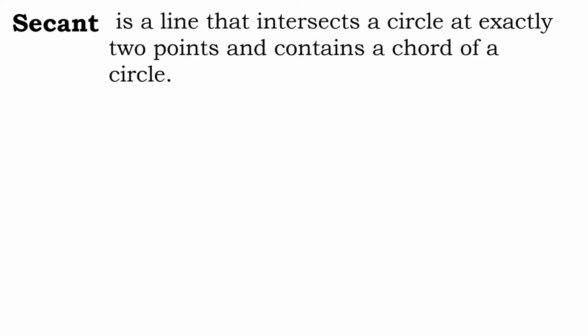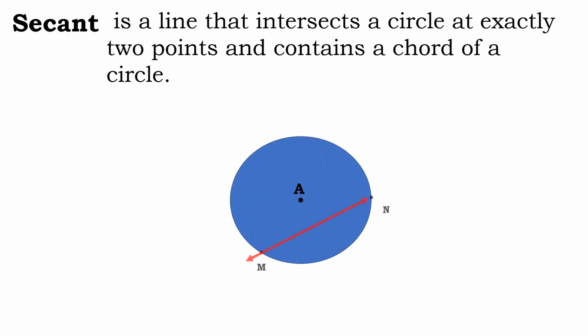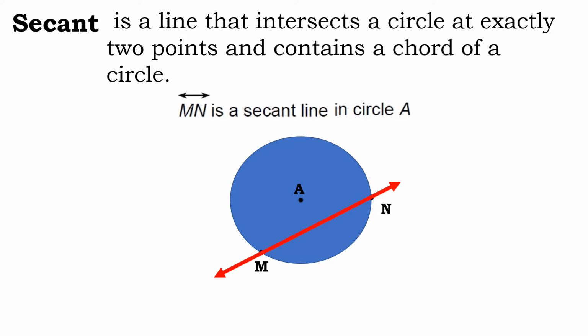A secant is a line that intersects a circle at exactly 2 points and contains a chord of a circle. In circle A, notice that line MN passes through circle A at points M and N. We can say that line MN is a secant line in circle A.